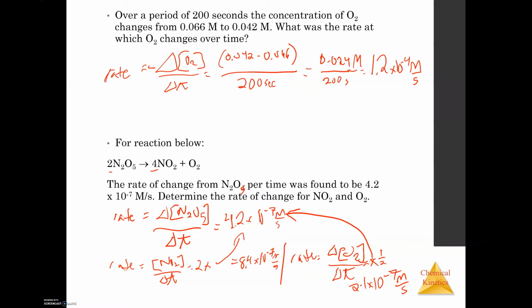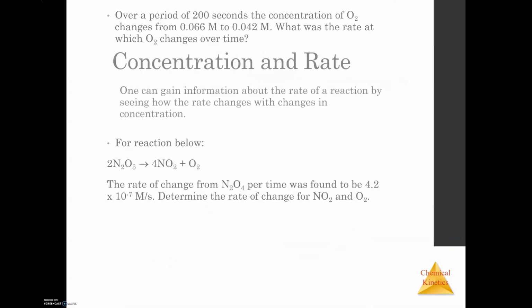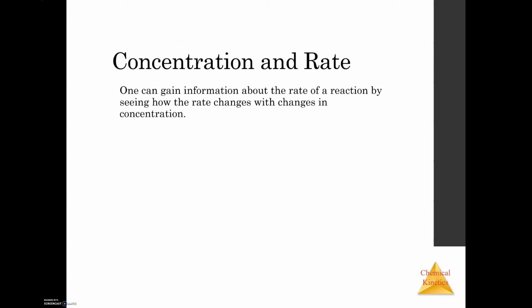So the rate of reaction depends on concentrations of the reactants. We can express this as a rate law, and that's what we're going to do in the next few slides. We're going to talk about rate laws, the concentration and rate. So you can gain a lot of information about the rate of reaction. And so just some general notes here. So we have a reaction of A plus B yields C plus D. We can say that the rate of this reaction is proportional.